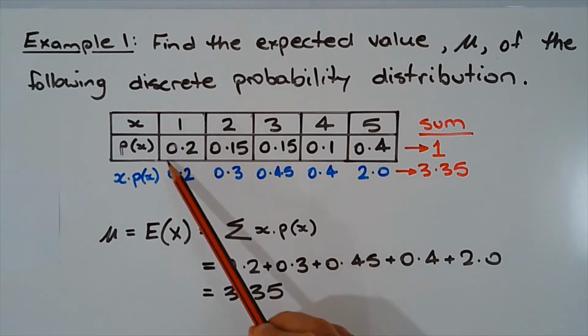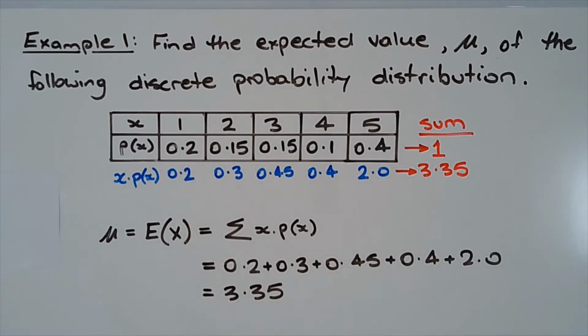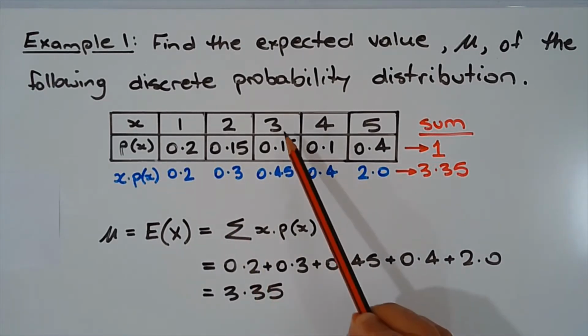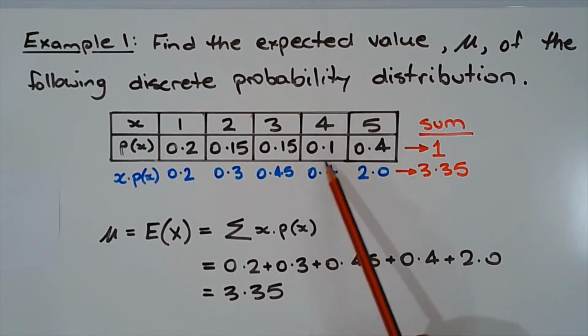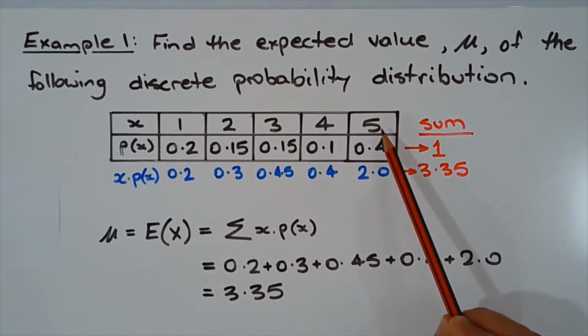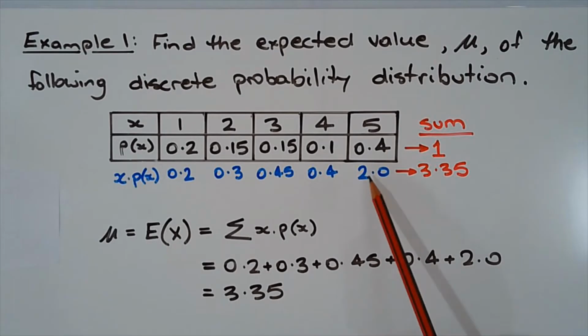So 1 multiplied by 0.2 equals 0.2. 2 multiplied by 0.15 is equal to 0.3. 3 multiplied by 0.15 is equal to 0.45. 4 multiplied by 0.1 is equal to 0.4. And 5 multiplied by 0.4 is equal to 2.0.